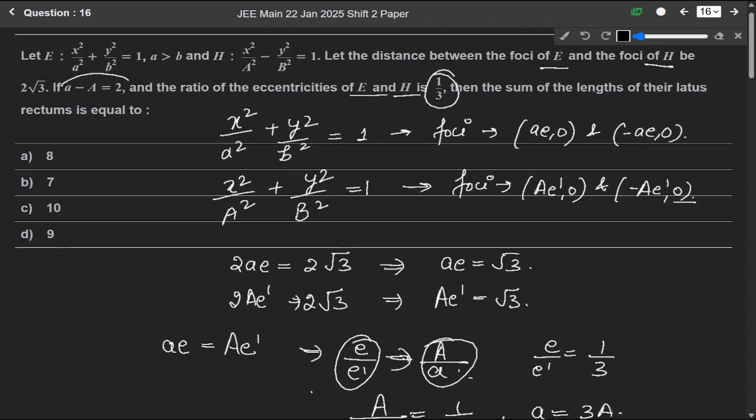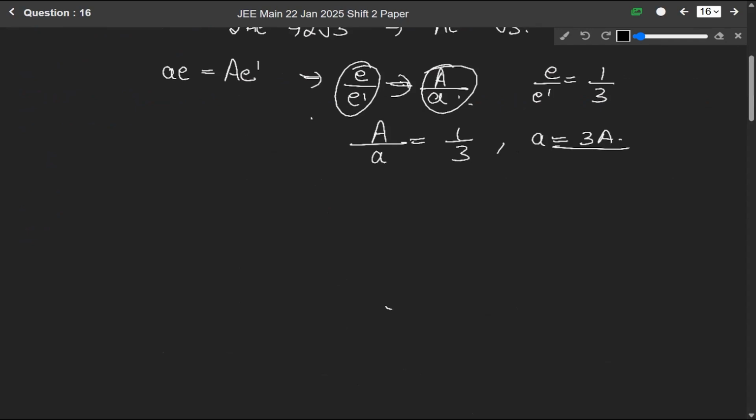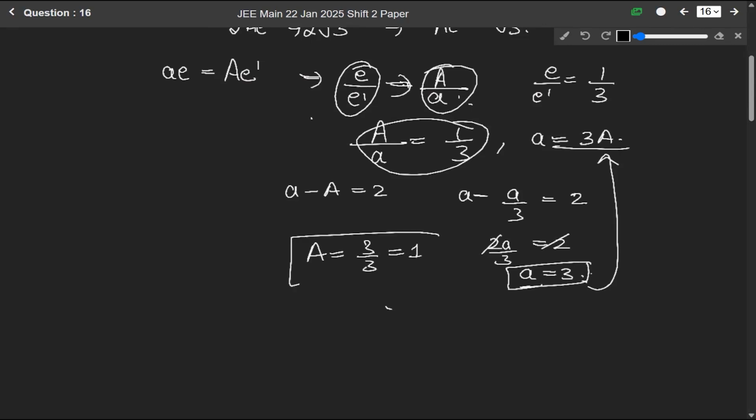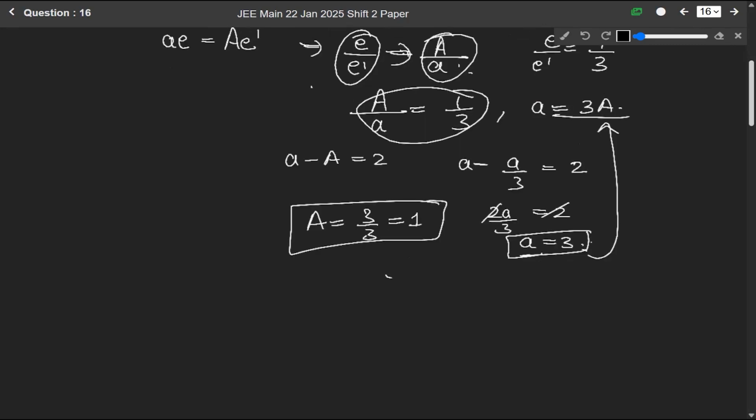Also it is given that A minus capital A is 2. It means capital A will be small a by 3 from this relation. So a minus a by 3 is 2. So 3a minus a, that is 2a by 3, will be equal to 2. The 2 cancels, so a will be equal to 3. If a is 3, then capital A will be 3 by 3, which is 1. So capital A is 1 and small a is 3.